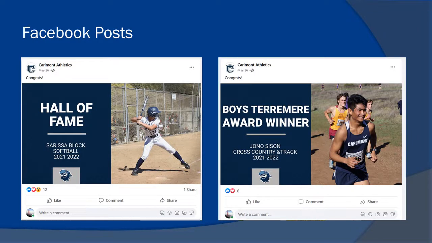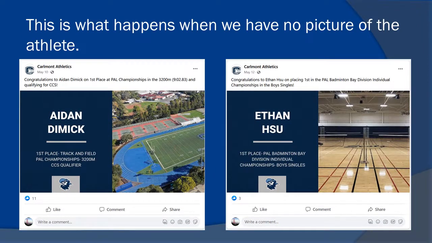Similarly, the awards are put up on Facebook. Again, the athlete will have their picture there, and it is your pictures that are going up there. This is what happens when we have no pictures of the athletes. We have to use generic pictures of the field or the gym. The athlete doesn't have their picture put up.